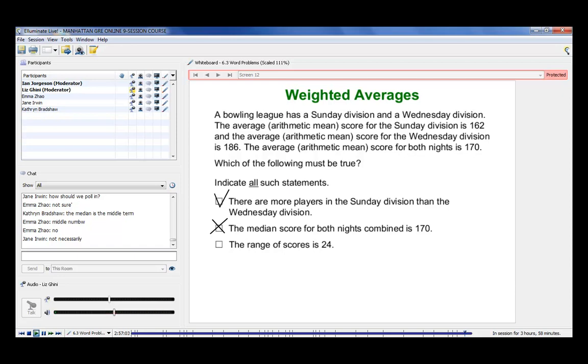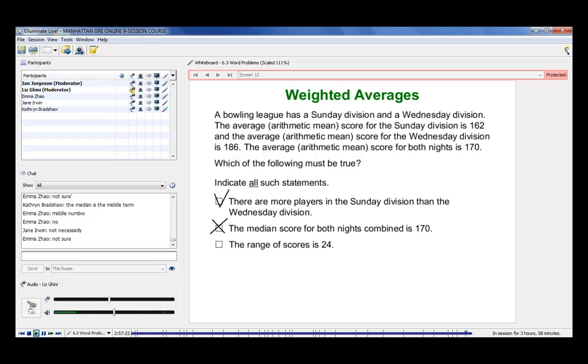Okay, now we have this thing. The range of scores is 24. Smile if you think it has to be true, thumbs down, or the Pepto-Bismol face if no. All right, 2 Pepto-Bismol faces from Jane and Catherine. Okay, now, am I not sure?